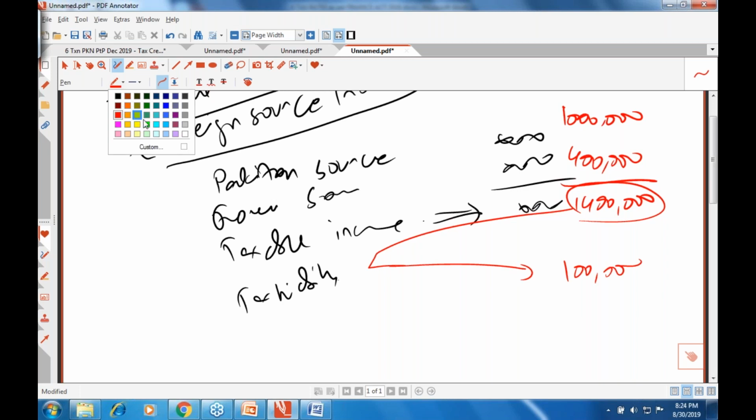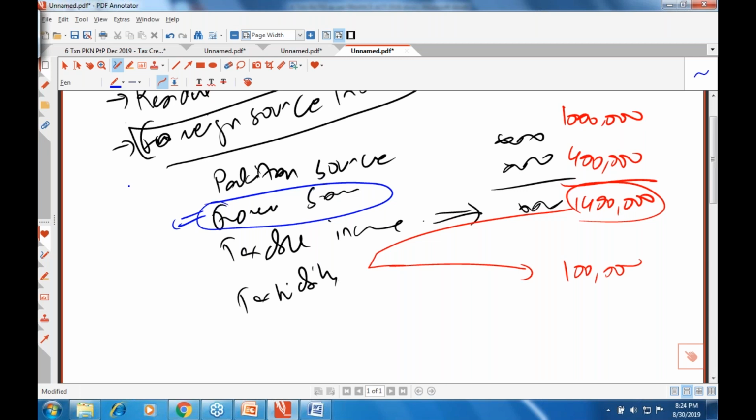As a taxpayer, you may argue with the tax authorities that on my foreign source income, I have already paid 20,000 in the foreign country. If I am paying 100,000 here as well, where my foreign source income is also added to my Pakistan source income, that is actually double taxation upon me. Now, if that is double taxation upon you, how exactly are things going to operate?